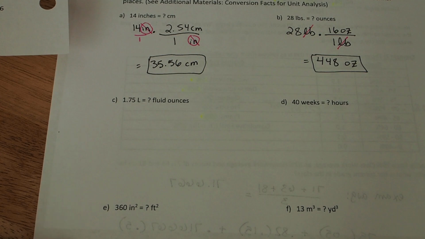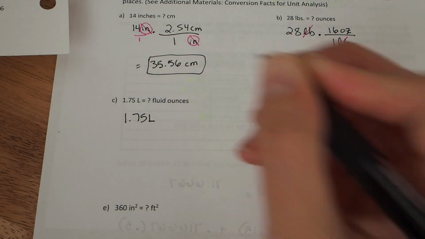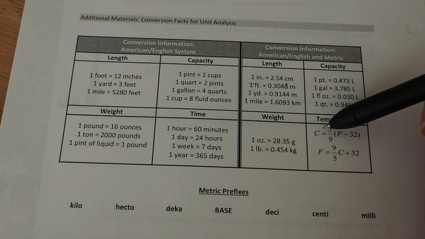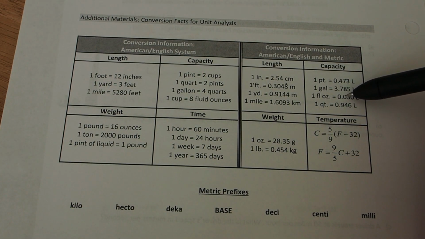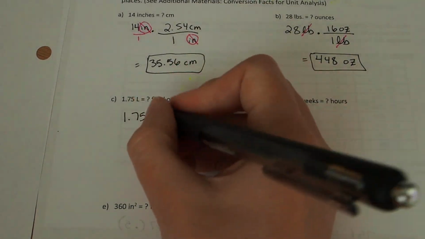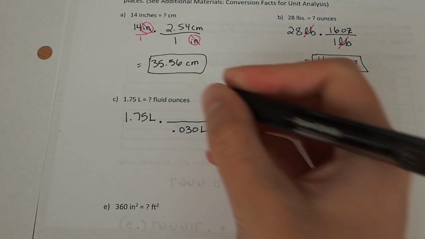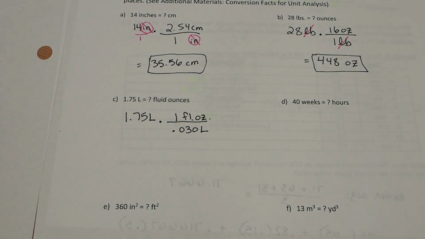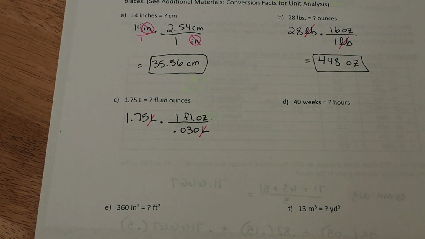Okay, the next one. The next one starts as 1.75 liters, and I want to convert that one to fluid ounces. Okay, looking for my conversion fact, liters are metric, so I'm looking over here, liters in fluid ounces. So that number that goes with liters should be 0.030. So if liters start on the top, the number for liters, 0.030 liters, needs to go on the bottom. That was equal to 1 fluid ounce. Okay. Now, liters are going to cancel. When you finish your multiplication, you should be in fluid ounces.